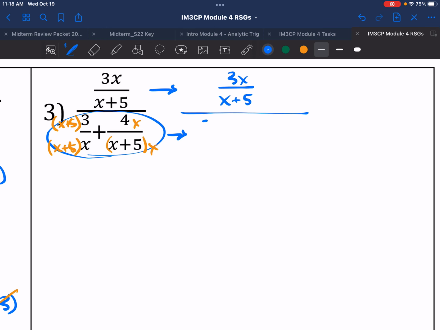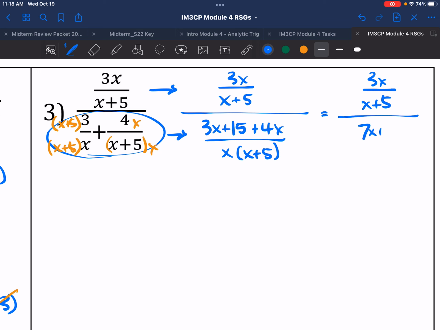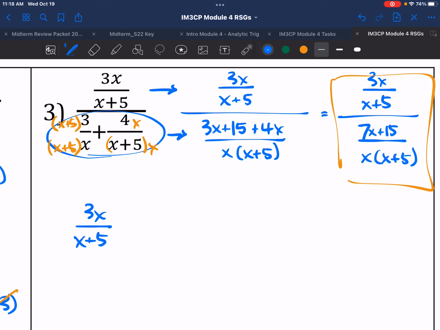So in the denominator, I have a 3x plus 15 plus 4x all over x times x plus 5. That means I've got a 3x over x plus 5 in the numerator, and I have a 7x plus 15 over x times x plus 5 in the denominator. Now remembering what this overall fraction means, it means division. So I can rewrite this as multiplied by the reciprocal. So the numerator fraction stays the same. The denominator fraction flips upside down when we rewrite the problem as multiplication.